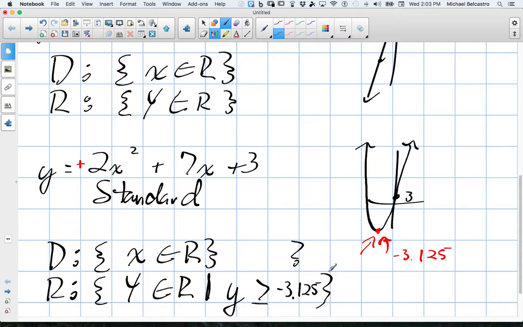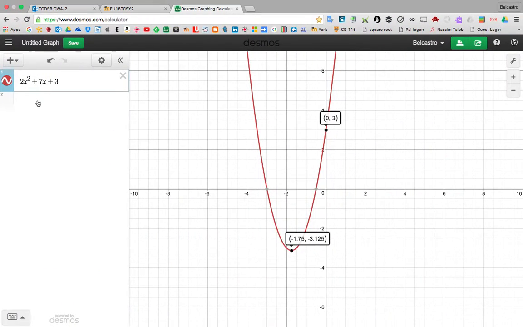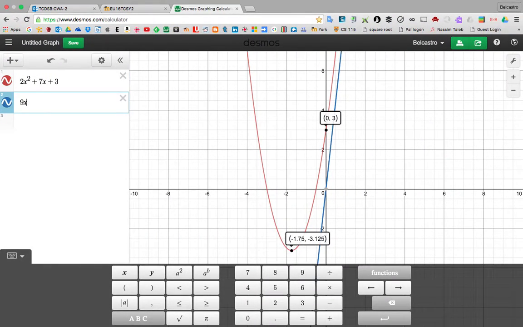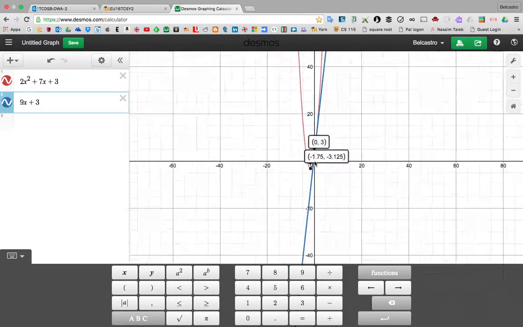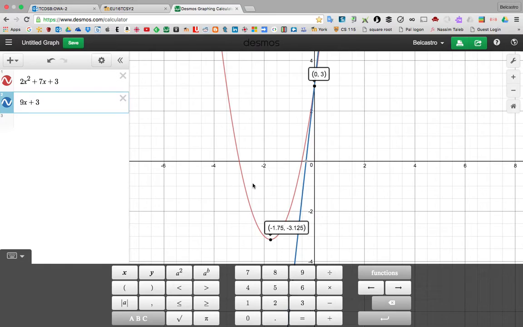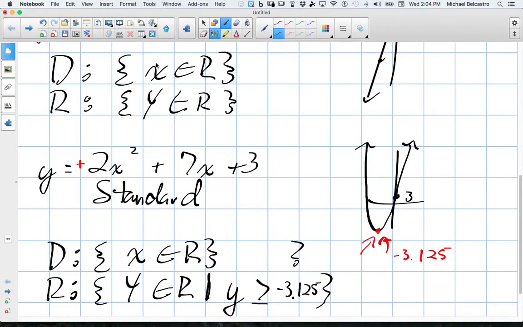And you'll notice again for the linear function, I'll type it in just so you can see, I think it ended up being 9x plus 3. You go forever, and it continues forever. So you notice the quadratic function goes upwards and left and right forever, but doesn't go down. The lowest point is negative 3.125, and the domain and range for the linear is continuous. It never, ever stops.